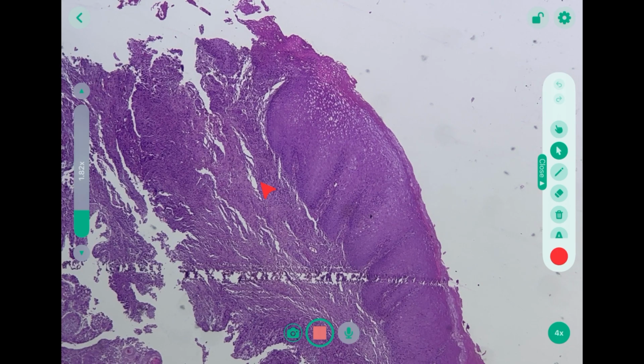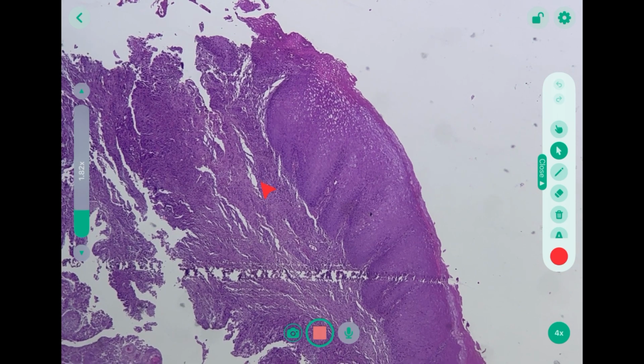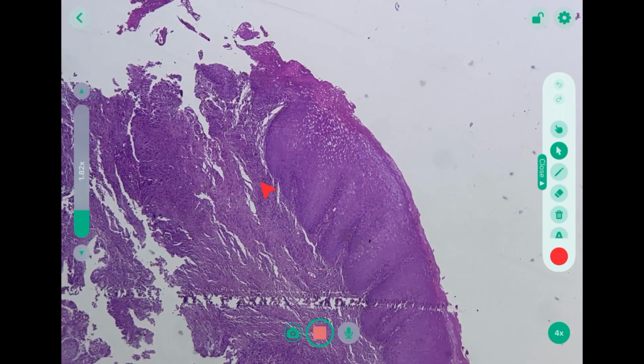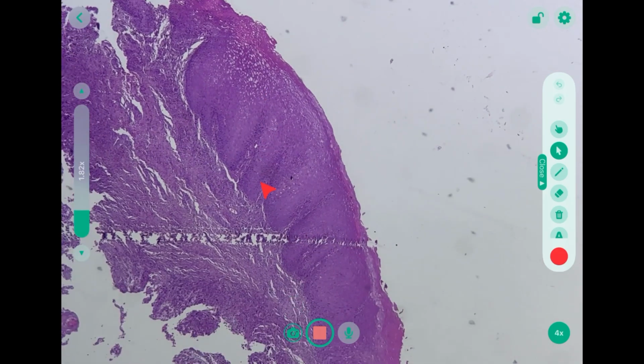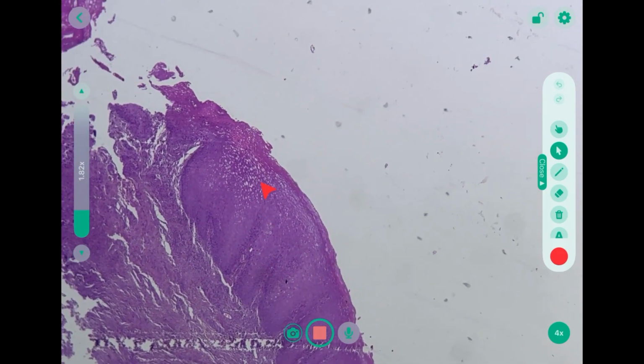So this patient presented with a whitish patch over the tonsil and along with the anterior pillar. In this biopsy, they have taken the biopsy from the anterior pillar of the tonsil along with the surface of the tonsil. So we can appreciate this mucosal lining here. This mucosa is comprised of stratified squamous epithelium.